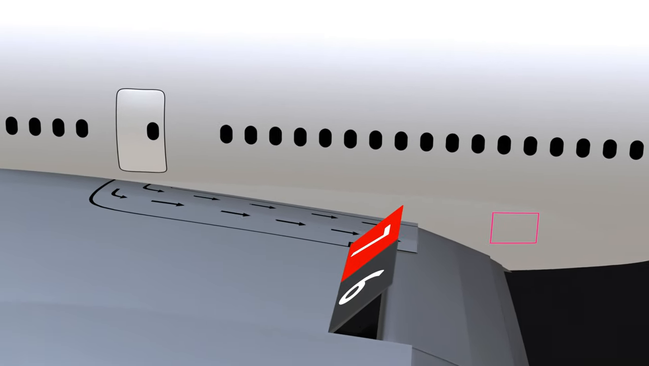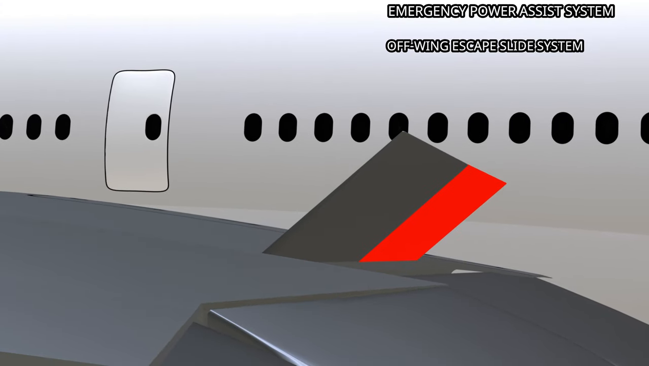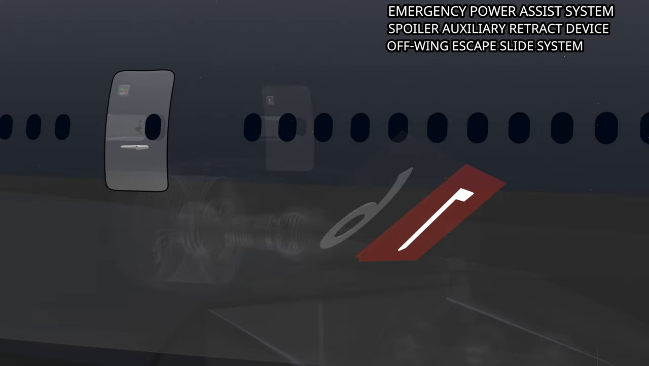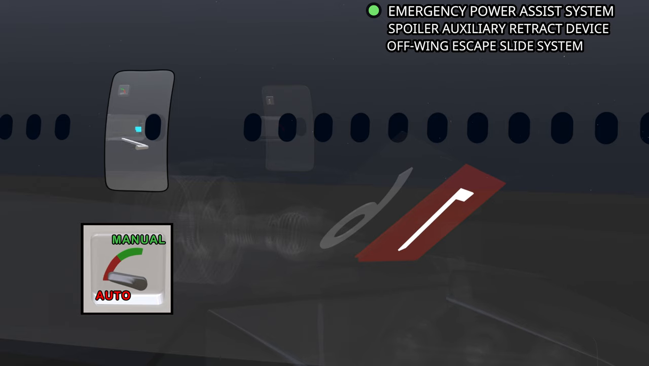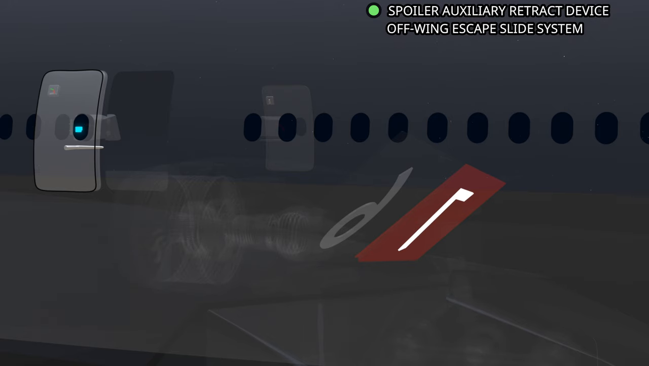Therefore, the number 3 door, along with the emergency power assist and slide pack system, has an additional system, known as the spoiler auxiliary retract device. The emergency battery pack powers the 3 systems. The power assist system is similar to the other doors. When the mode select is in auto, and the door handle is rotated, the door is mechanically forced open. Simultaneously, a signal is sent to the retraction device.